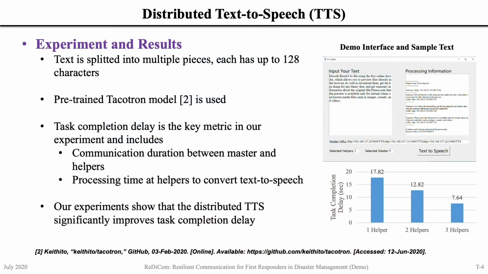In our demo, text is split into multiple pieces. Each has up to 128 characters. We use a pre-trained Tacotron model. Task completion delay is a key metric in our experiment and includes, first, communication duration between master and helpers, and second, processing time at helpers to convert text to speech. Our experiments show that the distributed TTS significantly improves task completion delay.